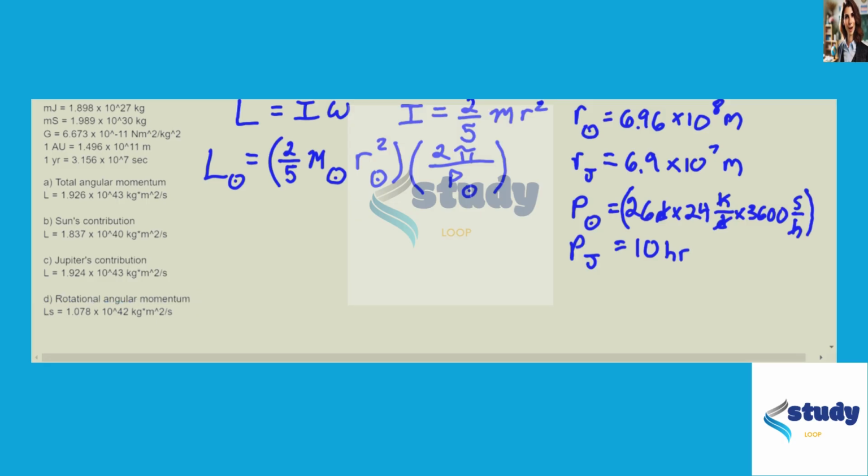For Jupiter, we're going to do exactly the same thing, just replace all of these subscript suns with subscript j's. And once again, we're going to have to do a unit conversion for the period. So we'll do that in just a moment here.